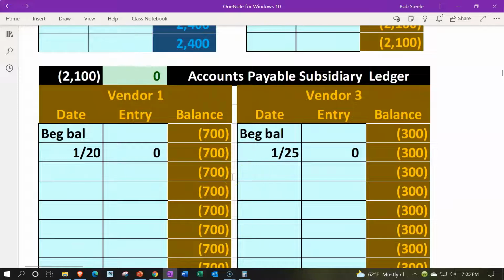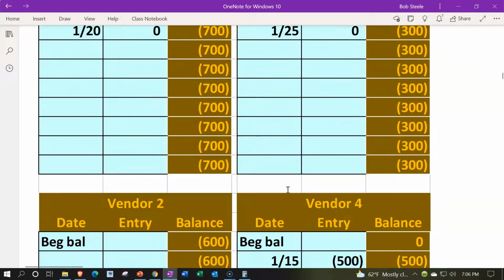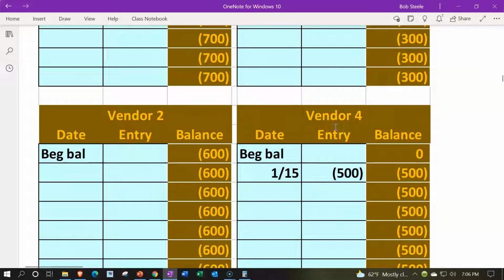So this is going to be important, and again, it's done automatically in QuickBooks, because QuickBooks actually forces us to enter a vendor every time we enter something to the accounts payable account, because QuickBooks is saying, hey, I have to have a vendor so I can populate the subsidiary ledger. So in this case, we're going to say that this is vendor 4 that we paid, I think it was utilities or whatever.